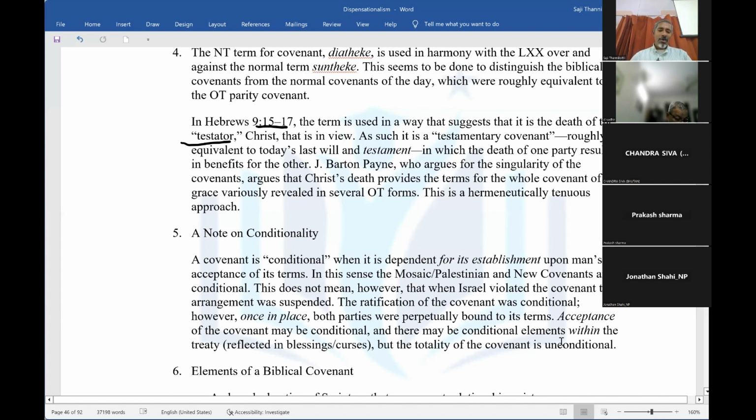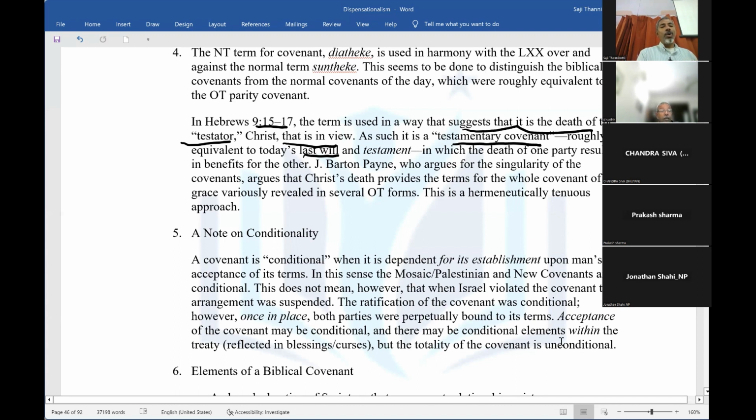So, what are we to understand from this passage? The term is used in a way to suggest that it is the death of the testator, that is Christ, that is in view. As such, it is a testamentary covenant. Learn that one: a testamentary covenant, roughly equivalent to today's last will.